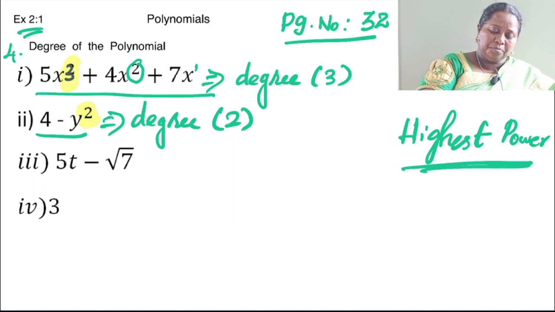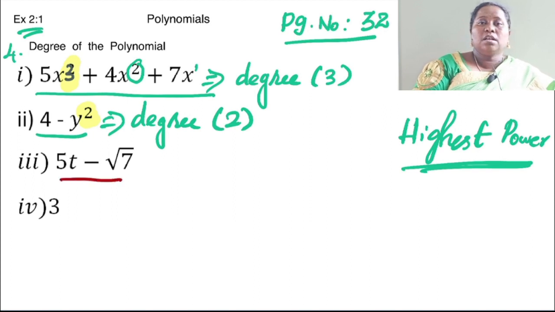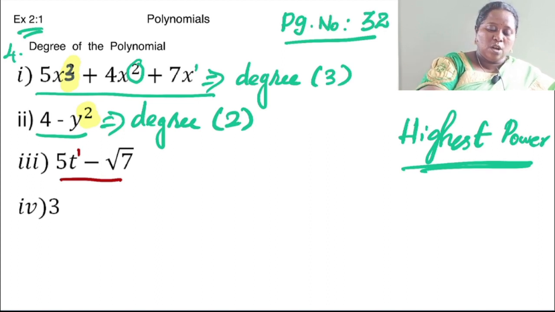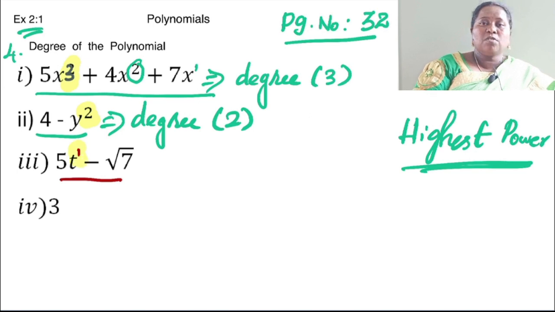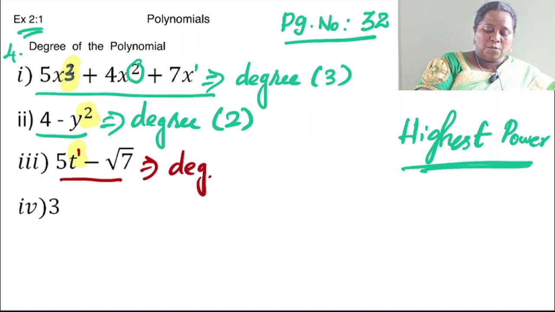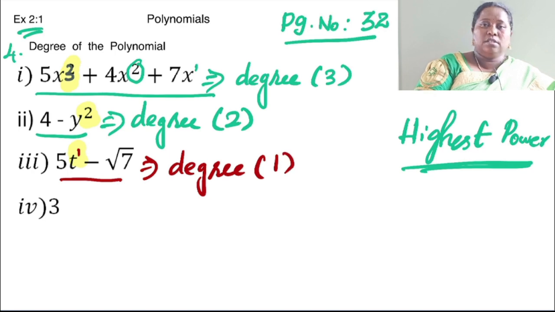Then the third sum is 5t minus root 7. See here, t has the power 1. The constant term is root 7. So what is the highest power here? 1 is the highest power. So the degree of the polynomial is 1.